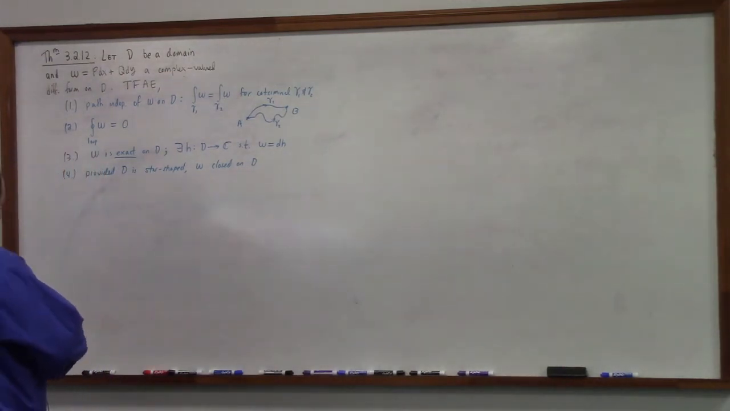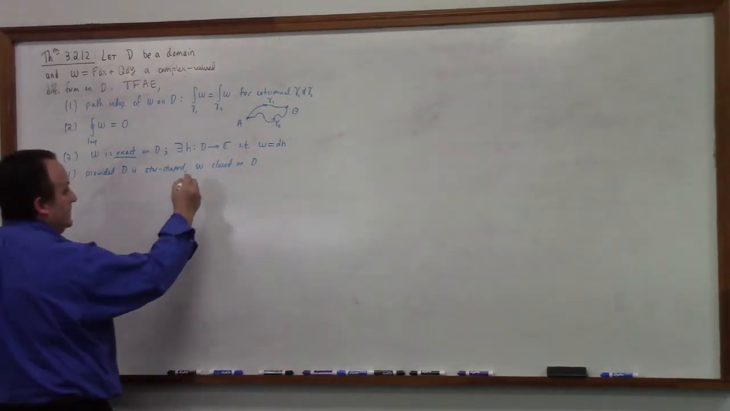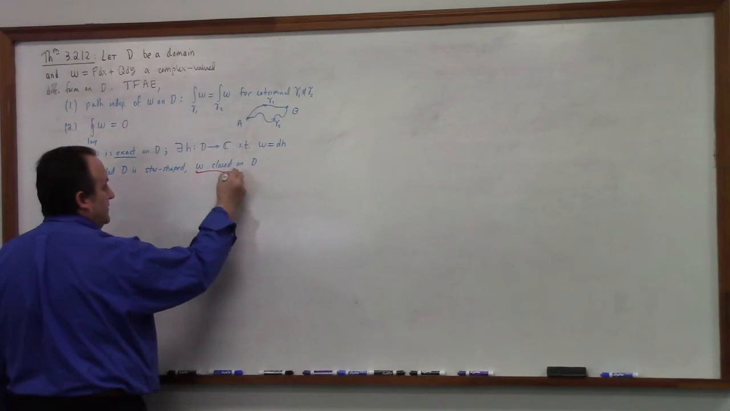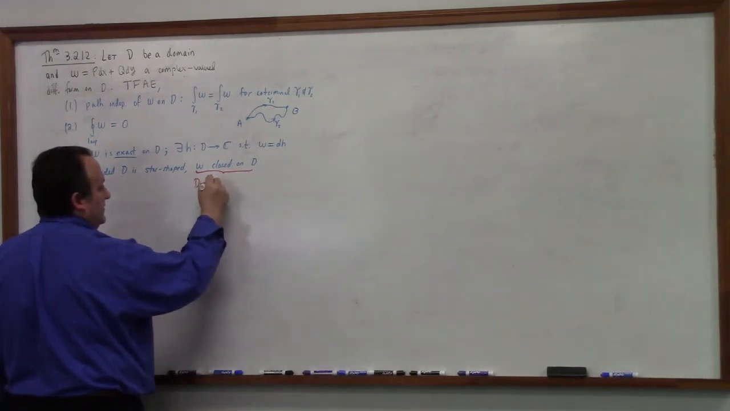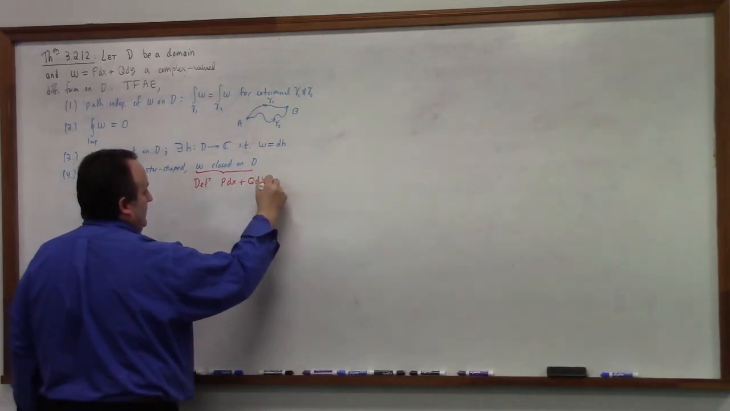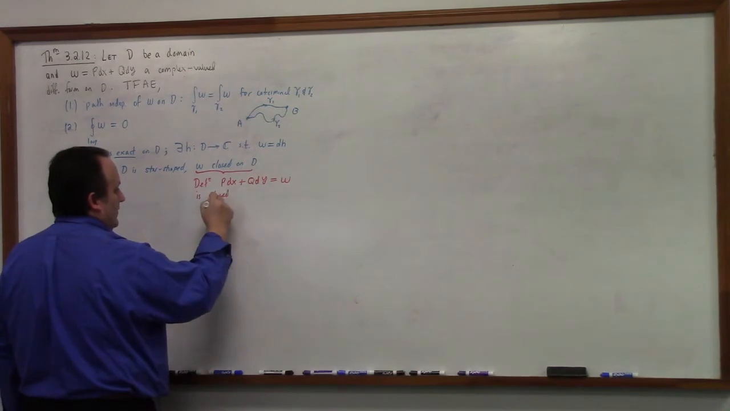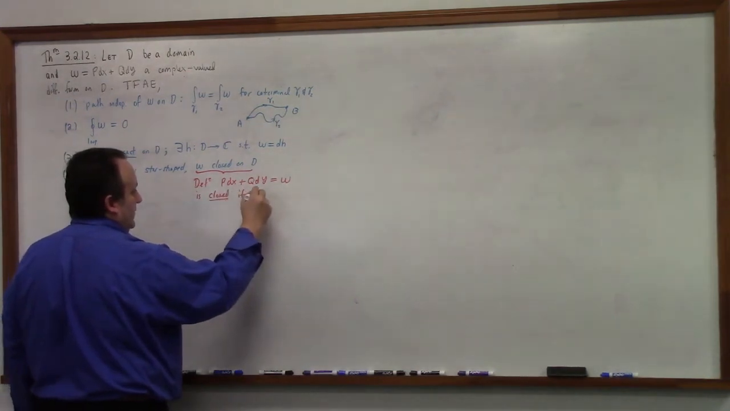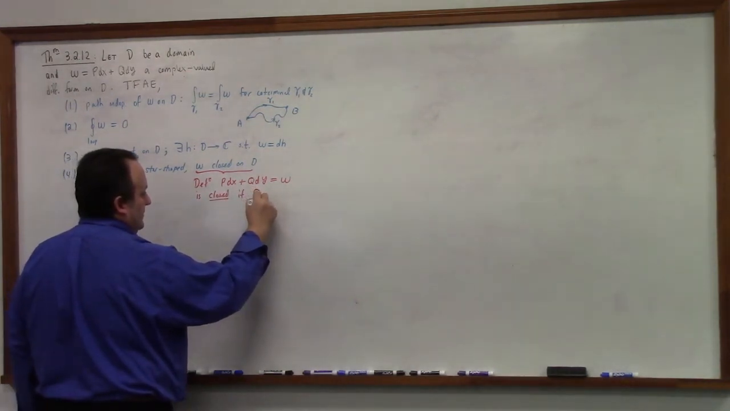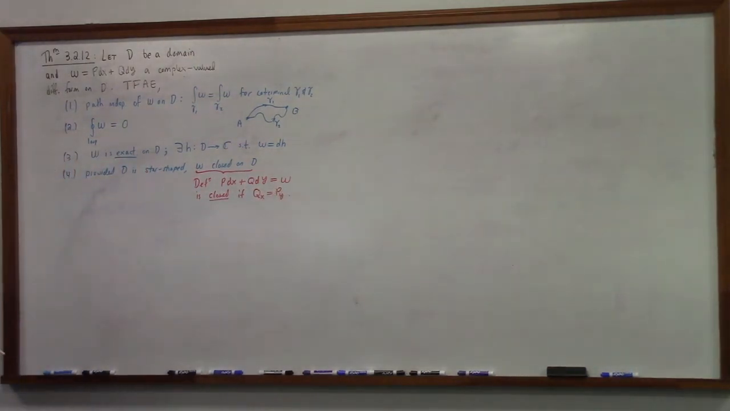What does it mean for omega to be closed? Definition: p dx plus q dy, equal to omega, is closed if q_x is equal to p_y. That makes that differential form a closed differential form.